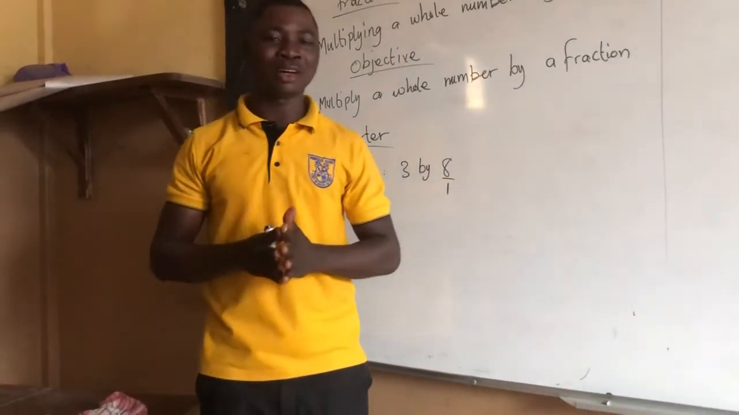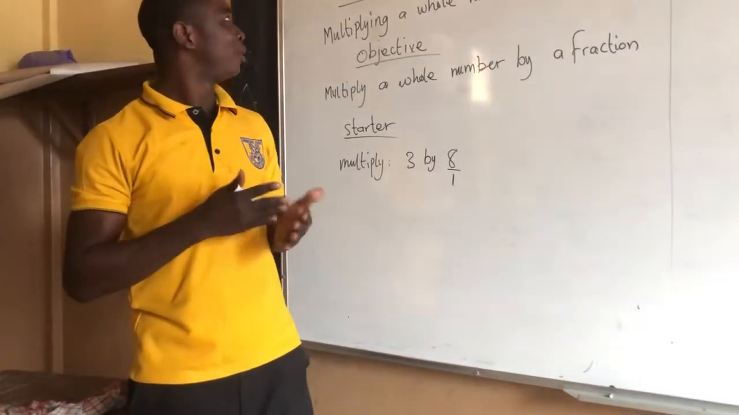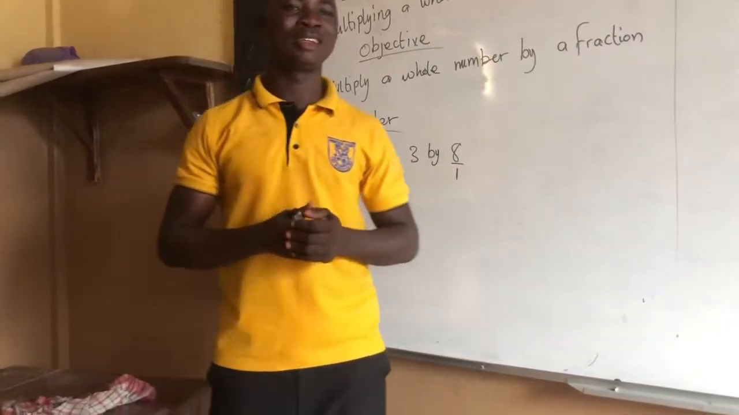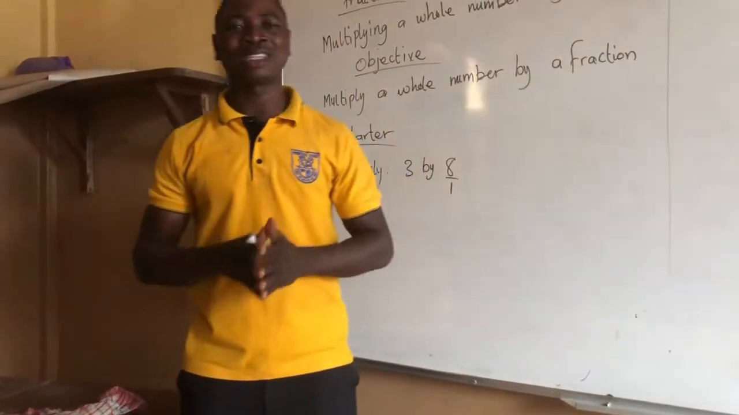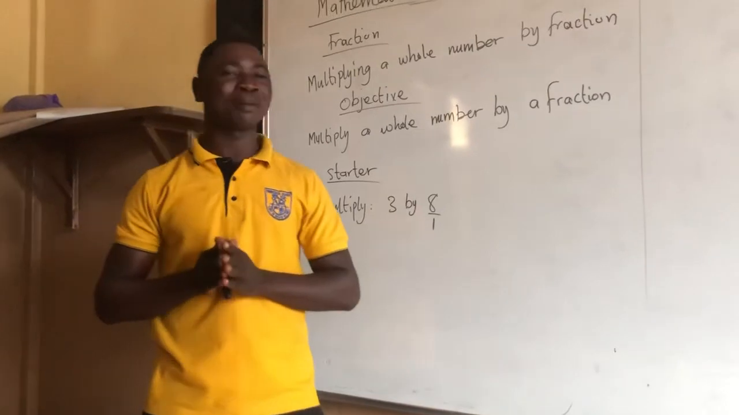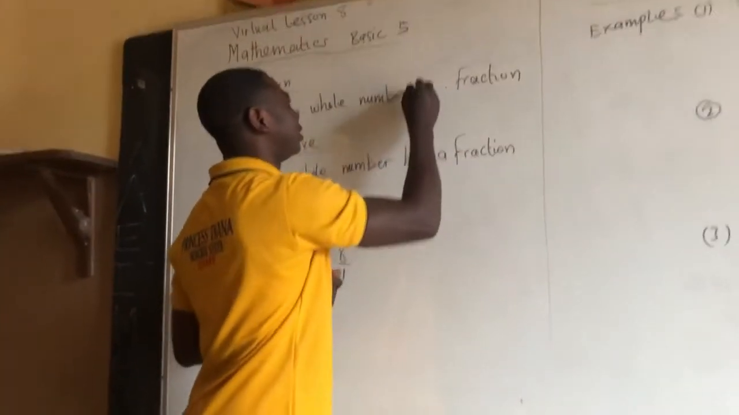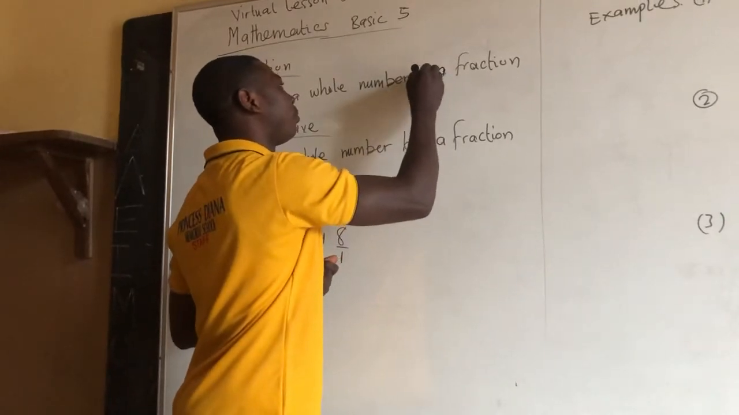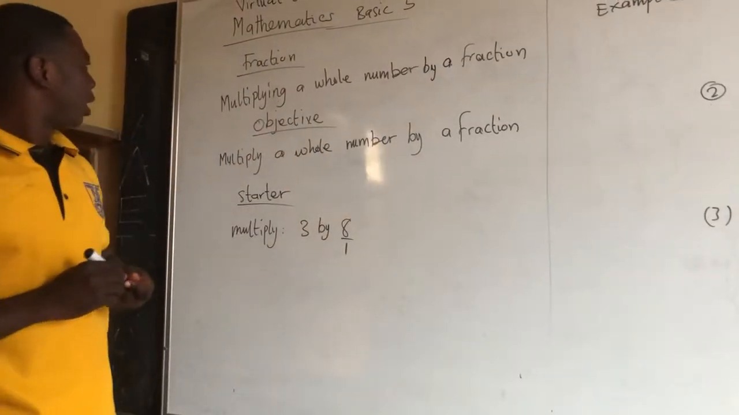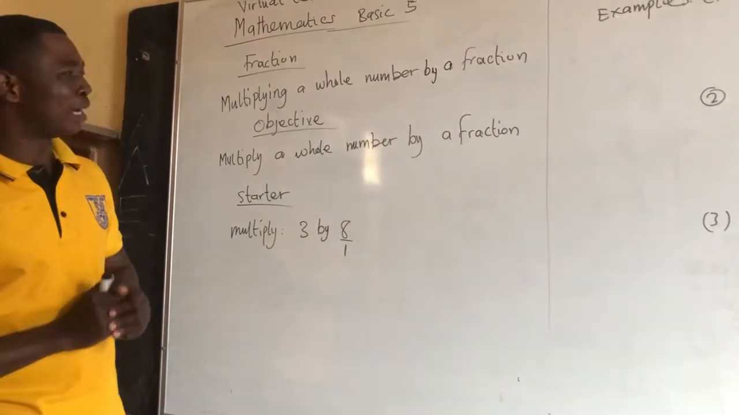And we still have mathematics for basic 5. What are we to learn again? We are still on fractions, and we are going to talk about multiplying a whole number by a fraction. Our objective for today is to multiply a whole number by a fraction.